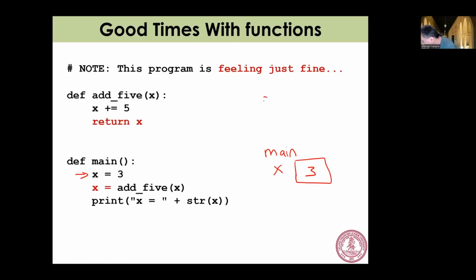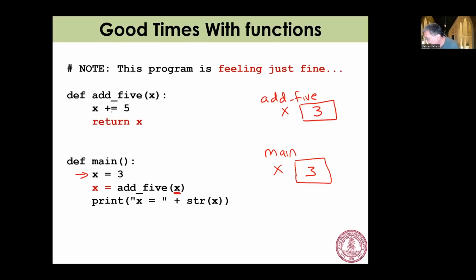When we call the add 5 function, add 5 fires up and says, okay, I'm expecting a parameter x. That's a variable I'm going to store internally. What are you giving me for the value of x? Well, like before, the value of x that we're passing in is the value of x in main, which is 3. That gets passed in over here, and add 5 has its value 3.